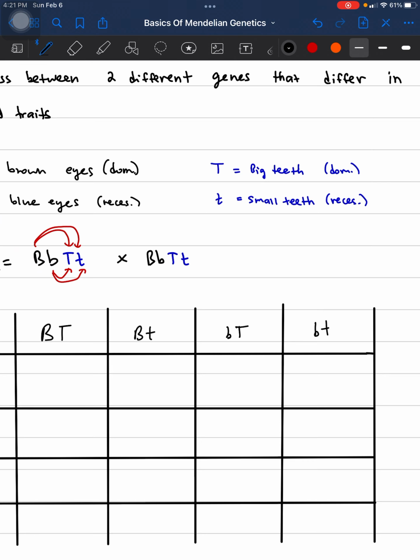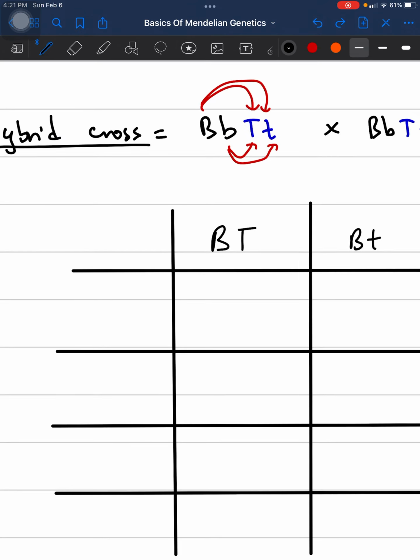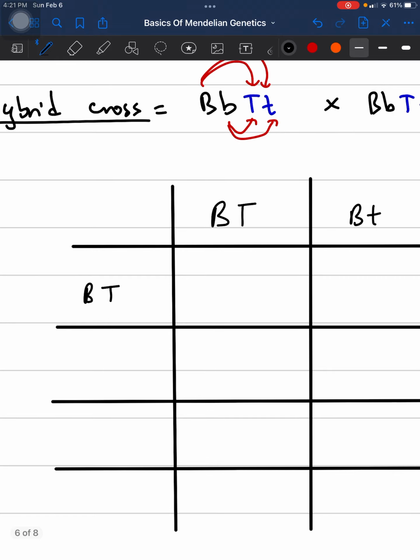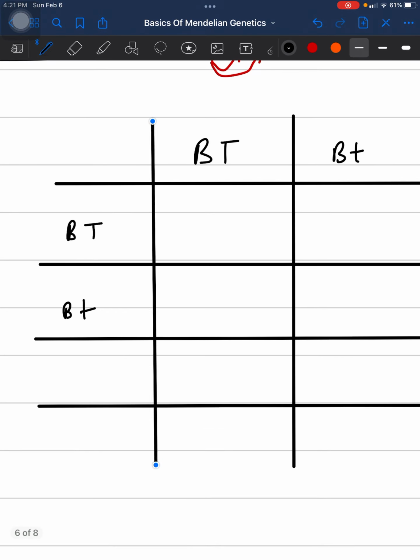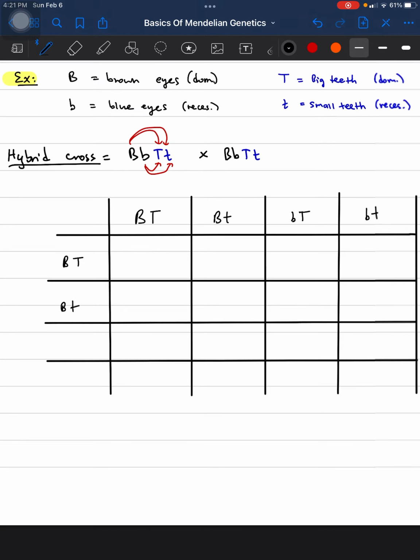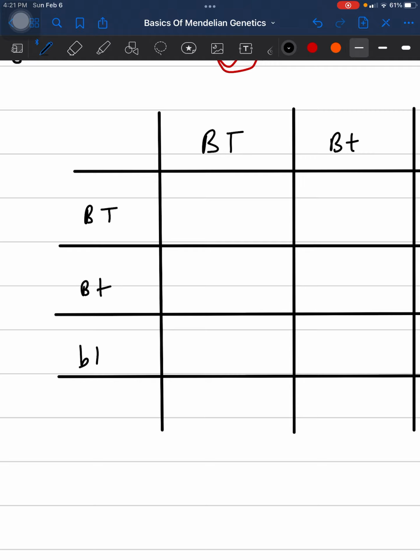And you would do the same thing with this parent as well if it was a different genotype. But since it's the same genotype, we can just copy that right here as well. And we're going to be crossing this. This is a 16 box Punnett square, and it's going to have 16 total offspring.